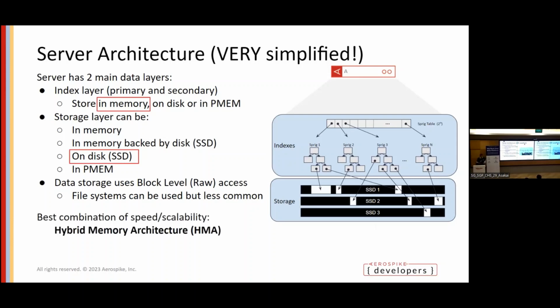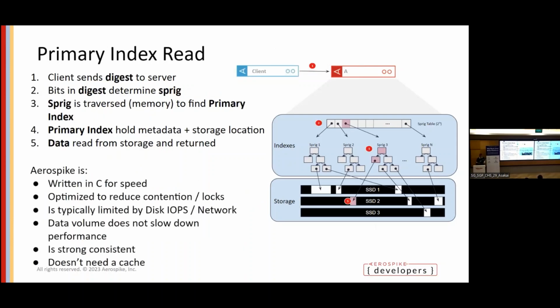Okay, so how is it doing here? So in a typical read operation you can see here, the client sends the digest. Internally we have something, the primary index is divided into something called sprigs. Okay, sprigs is internally a red black tree. It's an RB tree, which is stored on every node. These sprigs actually point directly to the SSD where the data needs to be read from.